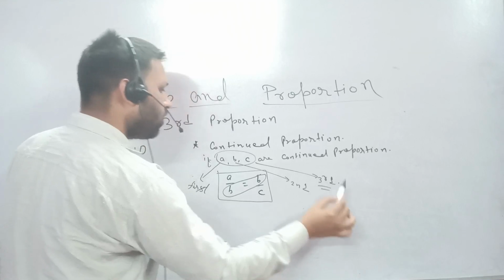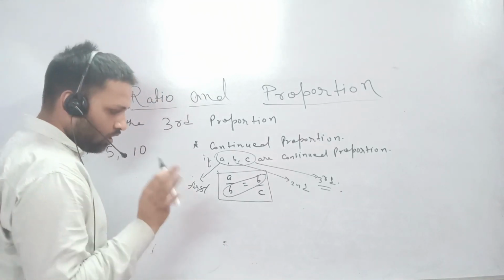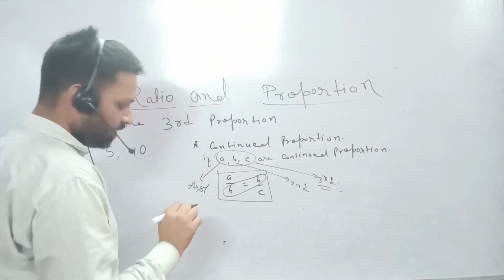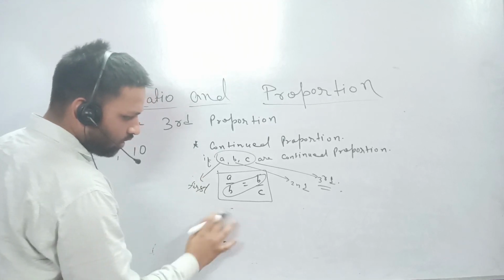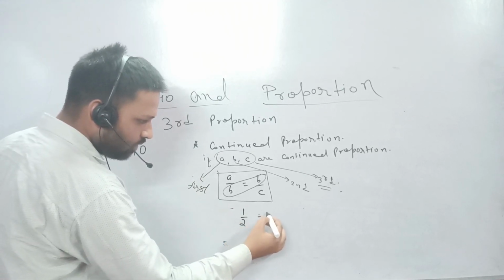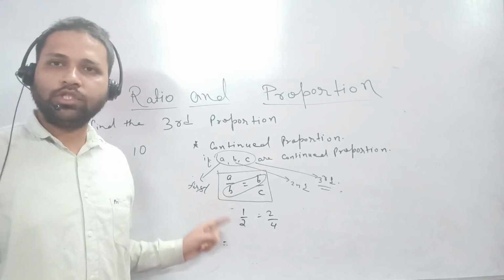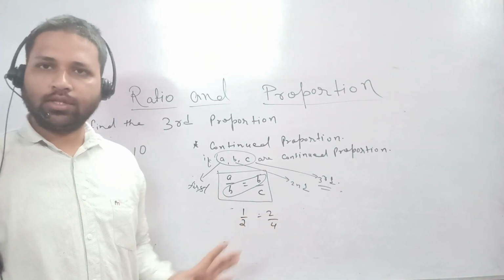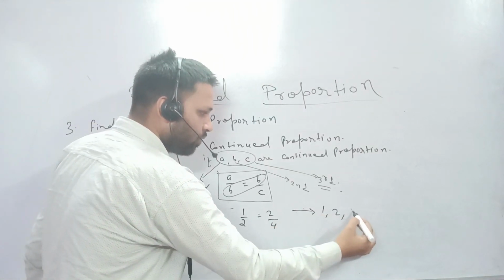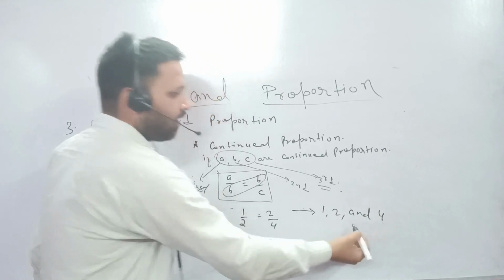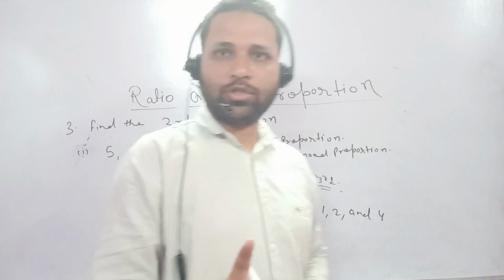Okay, if you don't understand, then see by example. We take an example: 1 by 2 is equal to 2 by 4. We can write that here. Then we can say that 1, 2 and 4 are in continued proportion. Three numbers are in continued proportion.